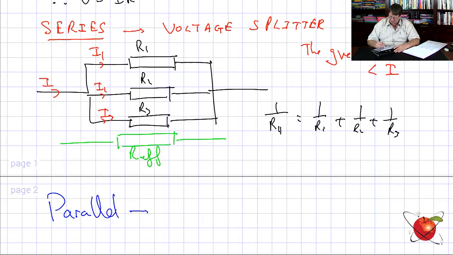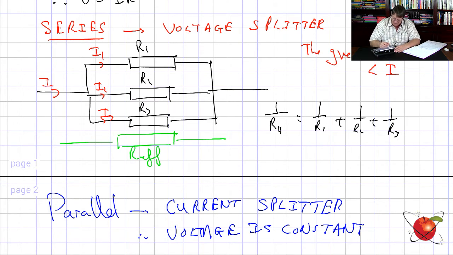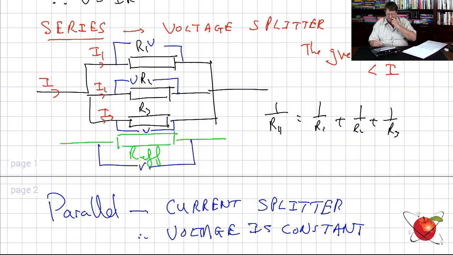Resistors in parallel is a current splitter. Therefore, voltage is constant. I'm going to explain what I mean now. What it means is if I put a voltmeter here, or there, or across there, they are equal to each other. Their voltage across is the same because you've split the current.